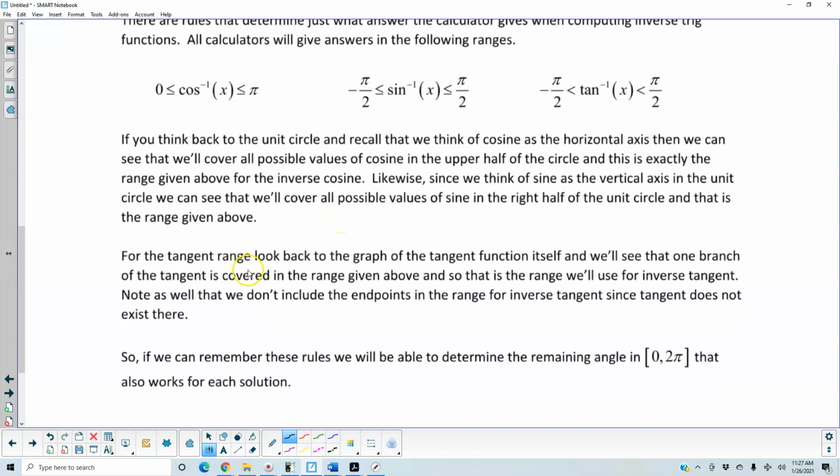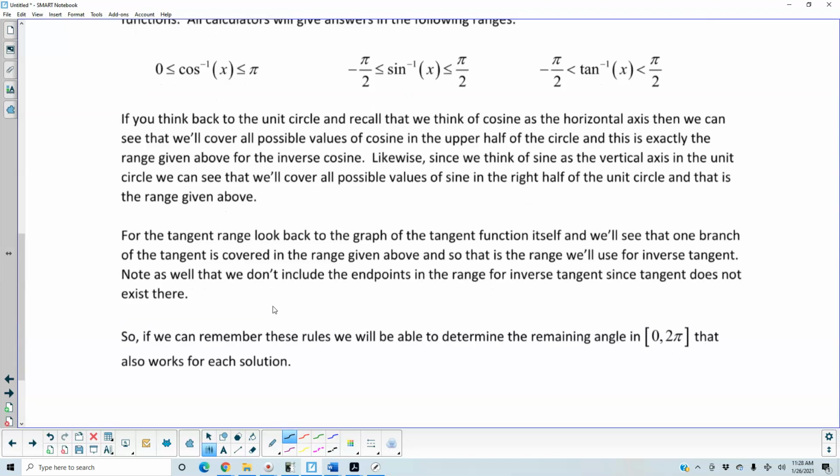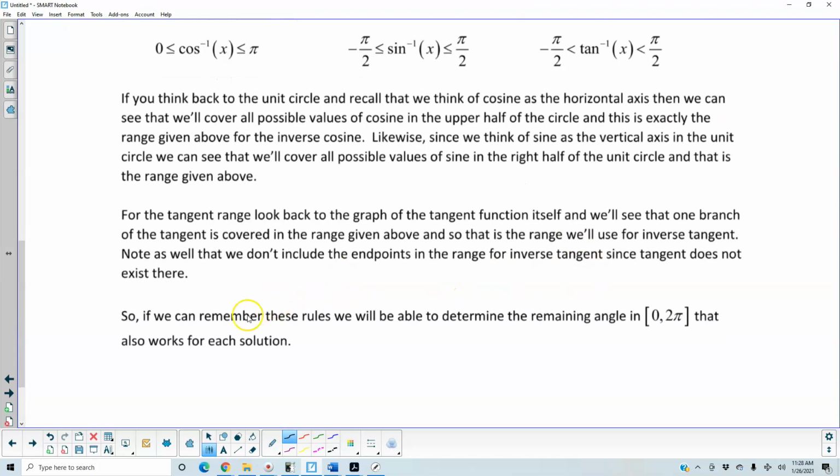Now for the tangent range, look back to the graph of the tangent function itself, and we will see that one branch of tangent is covered in the range given above, and so that is the range we'll use for inverse tangent. Note as well that we don't include the endpoints in the range for inverse tangent, since tangent does not exist here. So, if we can remember these rules, we will be able to determine the remaining angle between 0 and 2 pi that also works for each solution.